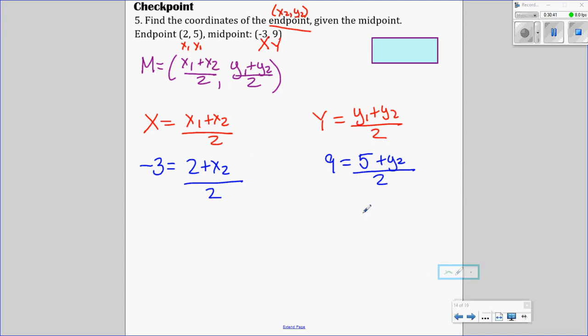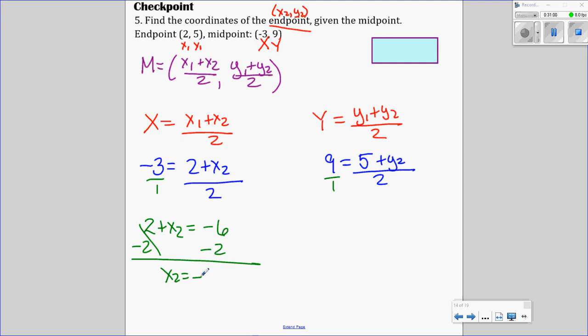and use green to solve. I'm going to put over 1, the same thing. Cross multiply, so this will come out to 2 plus 2 x2 equals negative 6. Negative 3 times 2 is negative 6. Subtract 2 on both sides, and then x2 will equal negative 8. And then for this one, we cross multiply, so 5 plus y2, 9 times 2 is 18. Subtract 5 on both sides. y2 will equal positive 13.